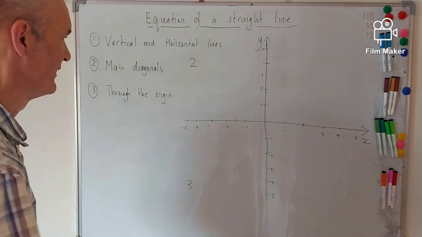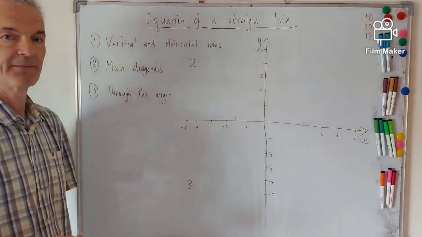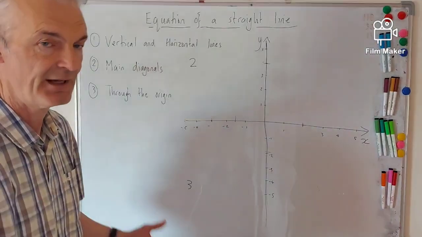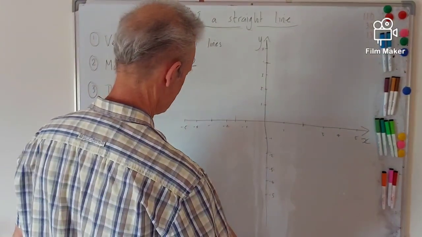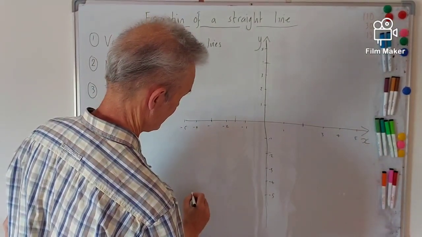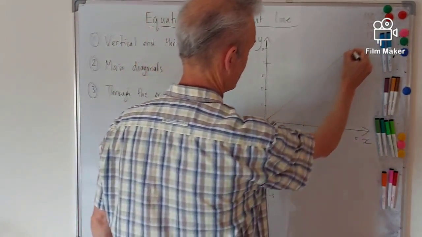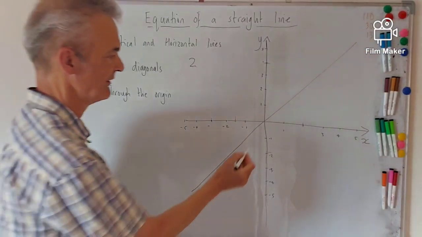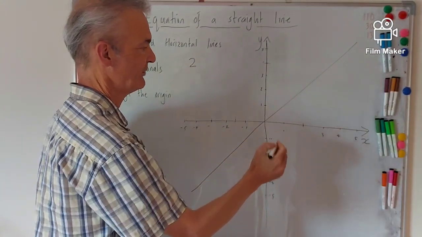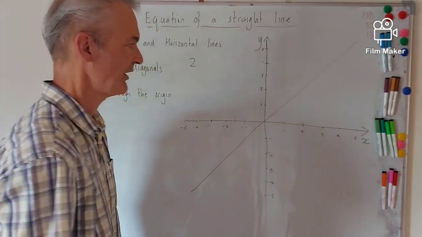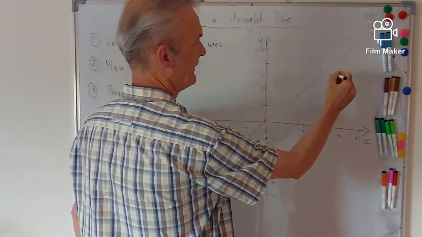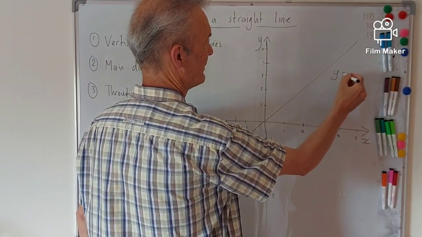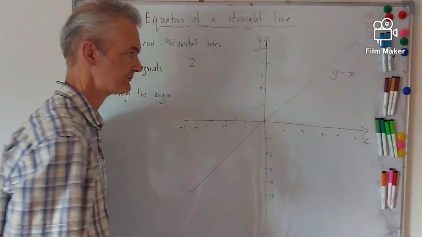Okay. The second point, the main diagonals. Now the main diagonals basically mean 45 degrees through the origin, like so. Okay, passes exactly through the origin and it's at 45 degrees. So this line is going to be the y equals x line.